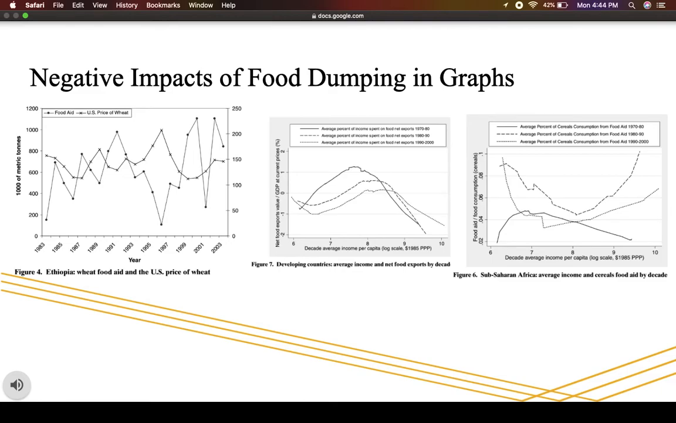Figure 6 indicates that both the richest and poorest nations in sub-Saharan Africa have become more dependent on food aid over time. Similarly, cereal consumption has switched from a hump to a U shape that leaves the middle nations in the same place that they started.